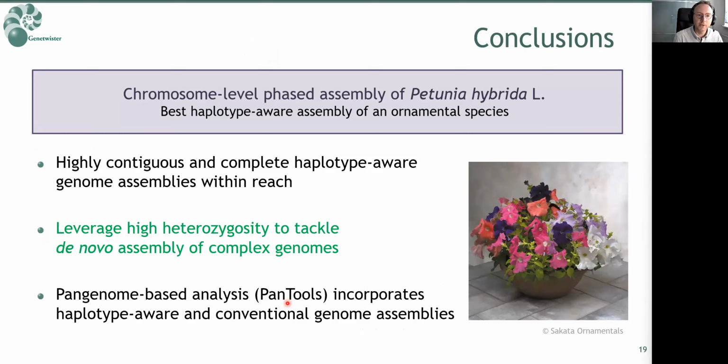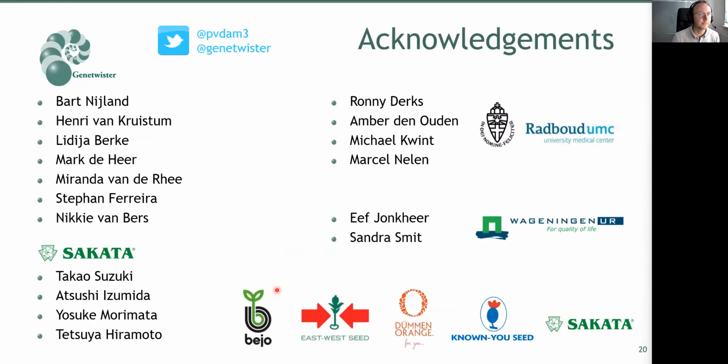In conclusion, we obtained chromosome-level haplotype-resolved assemblies of Petunia hybrida, which to our knowledge is the best haplotype-aware assembly of an ornamental species to date. This research shows that high-quality haplotype-aware assemblies are much closer now. Where high heterozygosity used to be a complicating factor in genome assembly, we can now actually use this to resolve the haplotypes. And as I've shown, we can then use a pangenomic approach to assess questions related to synteny, conservation, and ancestry after that.